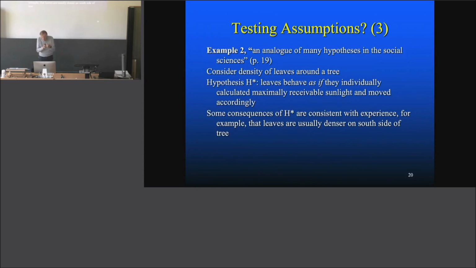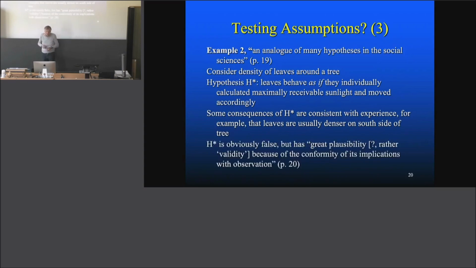So this is a massively counterfactual assumption, but the assumption explains something that's found in reality, although it's deeply false, of course. I mean, the leaves don't move at all, nothing. So this is really deeply false, wildly non-realistic. So H star is obviously false, but has great plausibility. This is what he says. I don't think he means plausibility. I mean validity anyway, but I don't want to quarrel here. Because of the conformity of its implications with observation.